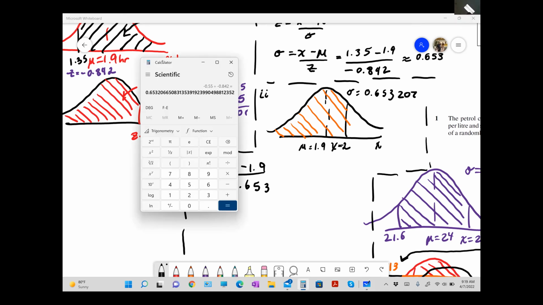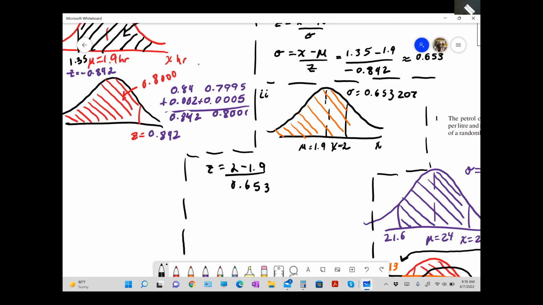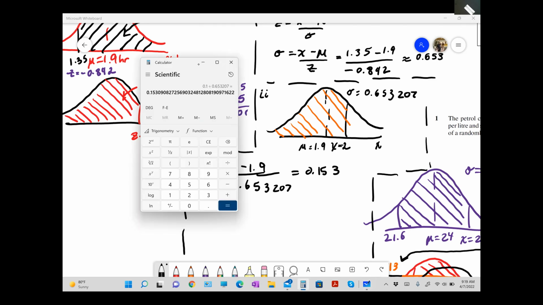So we have 2 minus 1.9. That's 0.1. And then we divide it by 0.653207. That's 0.153. We go 3 decimal places because our table allows us up to 3 decimal place accuracy.